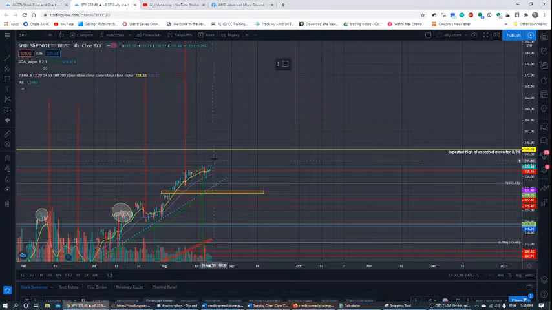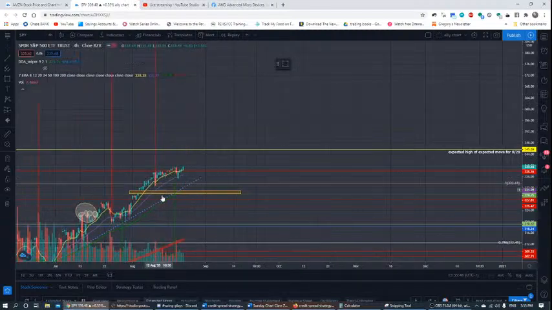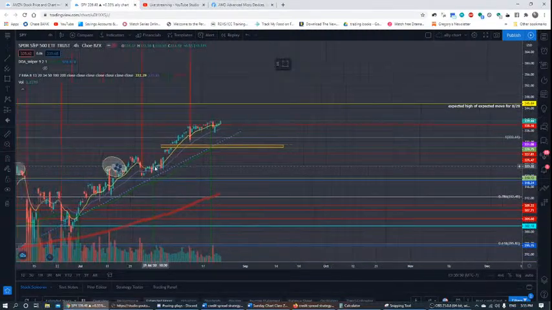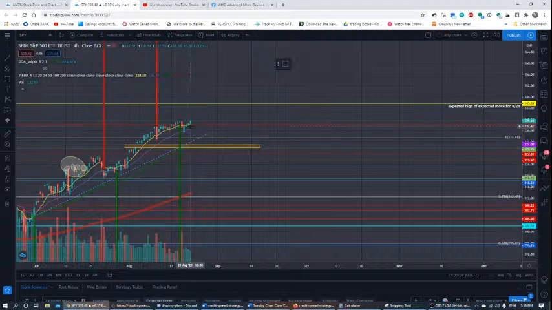But that's a pretty big move, and we haven't had any red days so far. It'd be nice if we had a red day, where we just pull back for a dip buy. If I wanted to do a dip buy, I would look for 330 or 332, and I'll go long there.